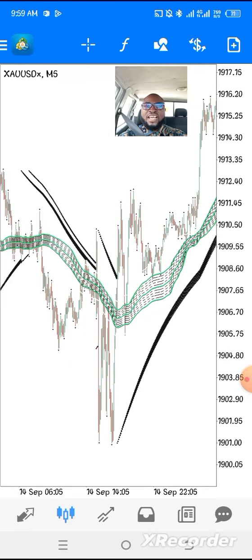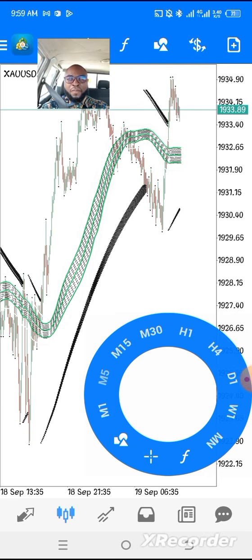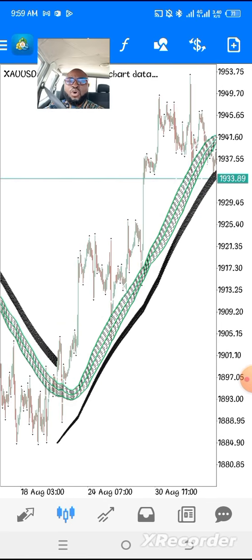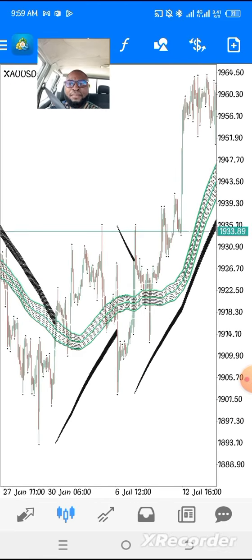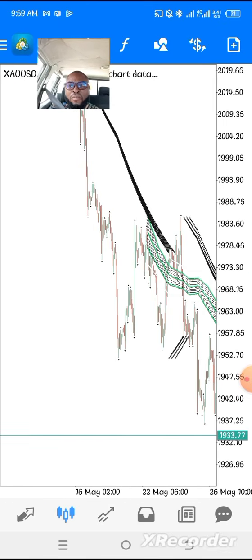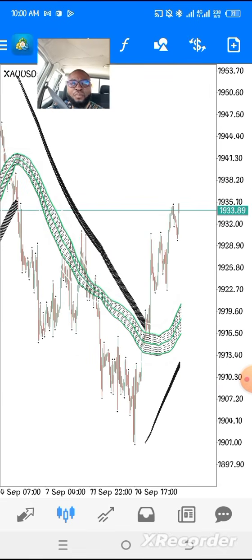It is a very, very good strategy if you follow the rules only. If you follow the rules only, this strategy is a banger. As you can see, I made a lot of money from here before I started putting it online and then making people benefit from it.